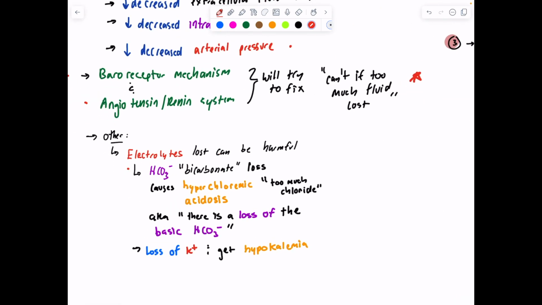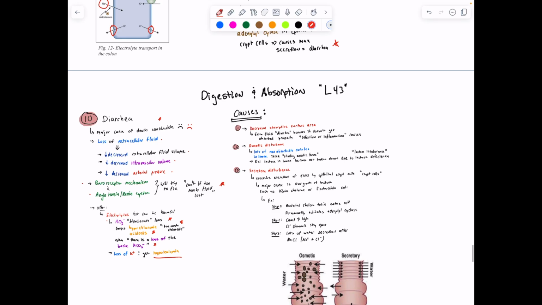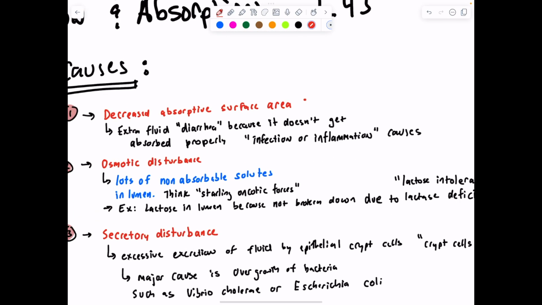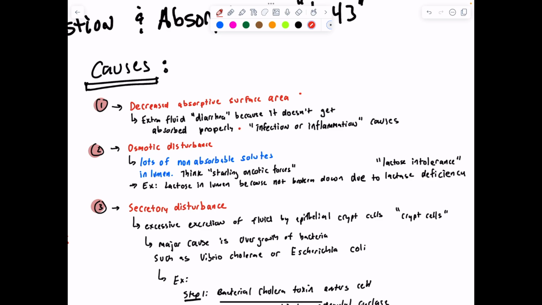So if you have loss of bicarbonate, this will cause hyperchloremia, aka acidosis, meaning too much chlorine, which is really just saying you've become acidic because you've lost bicarbonate ions. So, nice medical term, hyperchloremic acidosis, but it's really just that you had diarrhea and you lost a lot of bicarbonate ions. You can also have hypokalemia, as we've mentioned a couple of times now. So, different causes of diarrhea: decreased absorptive surface area. Basically you have extra fluid because it couldn't get absorbed because you've had a loss of surface area.